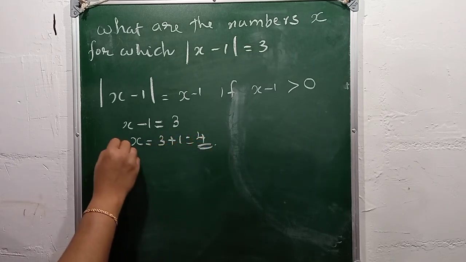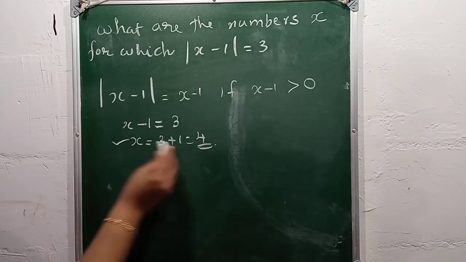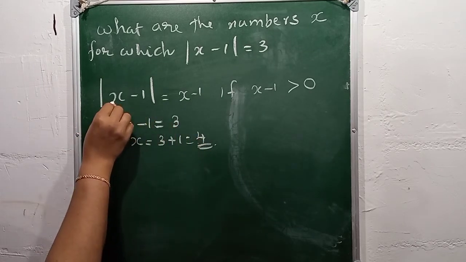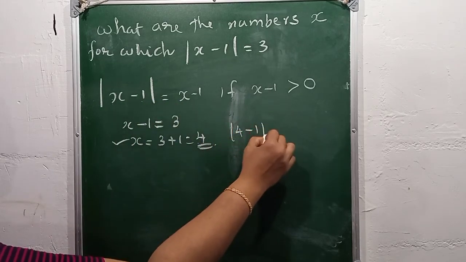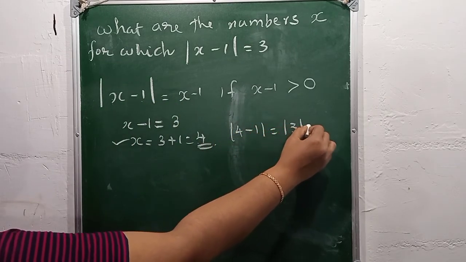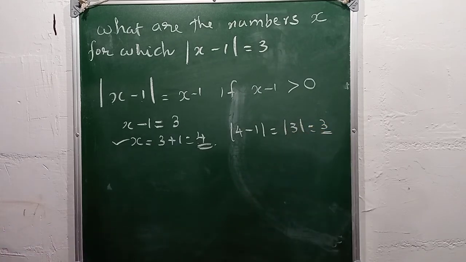If x minus 1 is equal to 3, then x is equal to 3 plus 1, which is 4. Okay, one x is this. If we substitute x is equal to 4 here, the modulus of 4 minus 1 is equal to mod 3, and mod 3 is equal to 3.